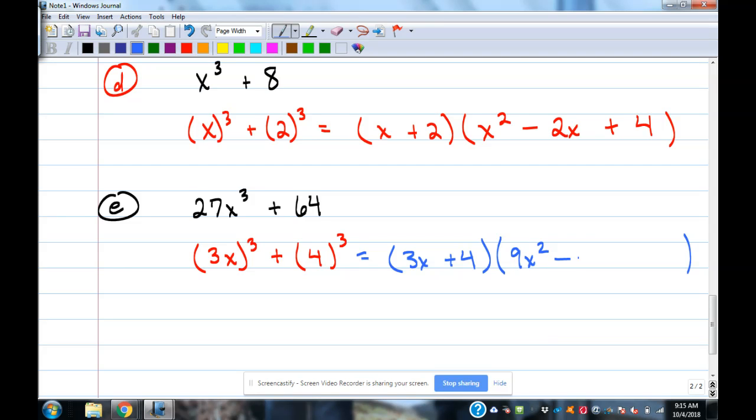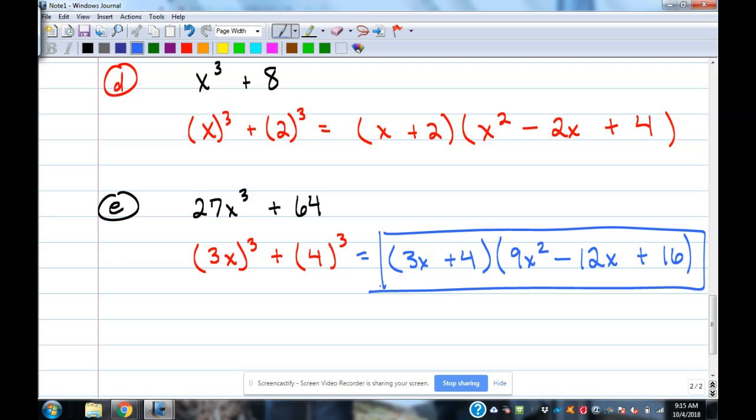It's a minus sign. What's 3x times 4? 12x. Last piece is 4 squared. 16. That's the factored form. I will tell you this. This trinomial will never factor further.